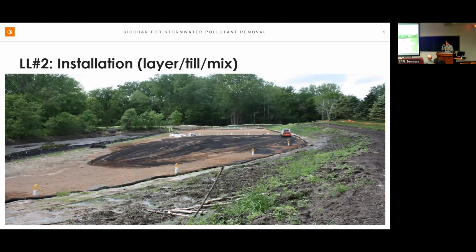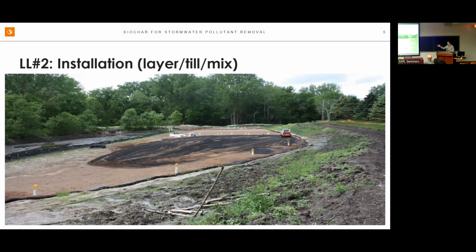And when we first installed this, we did a layer of sand, a layer of biochar, and a layer of sand. But after about a month, they called and said, hey, this thing isn't working. And we realized that biochar layer just created a cake, and it was just a hydraulic restriction. So after they tilled it up, it's been working for the last, I think, 3+ years. So that was just one thing we ran into.